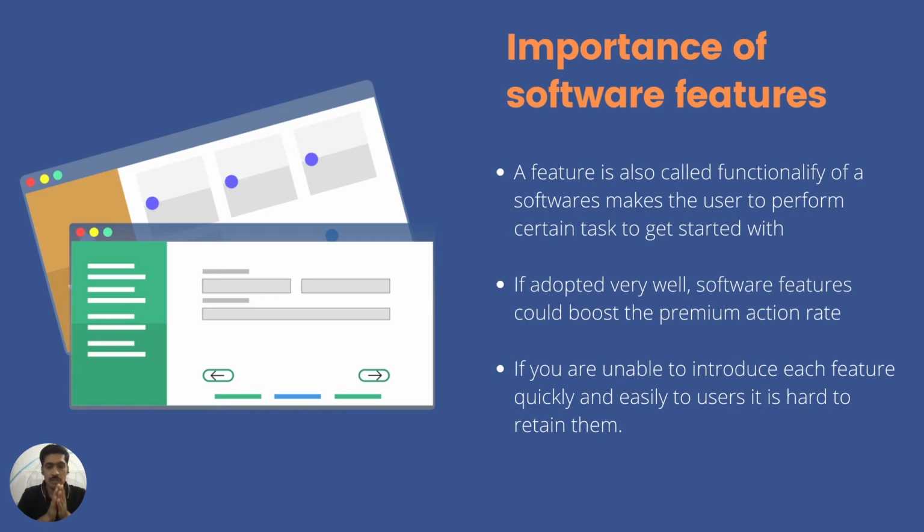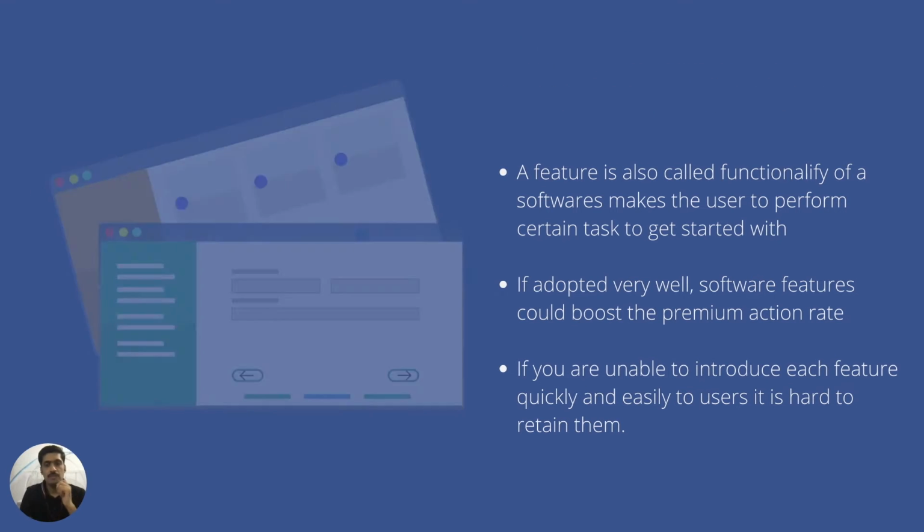If adopted very well, software features could boost the premium conversion rate. If you want to convert a trial user to a premium user, the prime importance you need to give is that all users understand each and every feature and get started with it. If they want to get the value, they need to understand the software features. Once they get the value, they eventually move from a free trial to premium. So if you're unable to introduce each feature quickly and easily to users, it's hard to retain them for a long period.